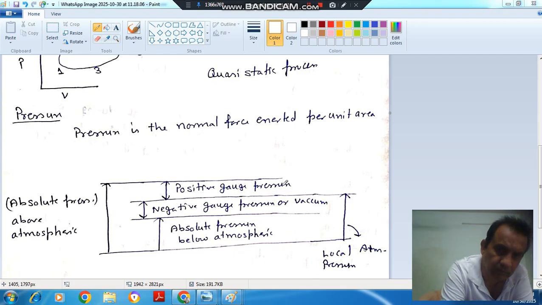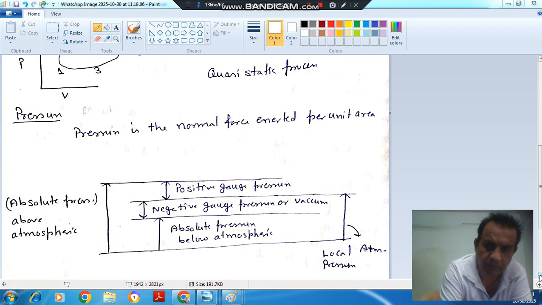The pressure above or below the atmospheric pressure is called gauge pressure. When it is positive, it is positive gauge pressure. When it is negative, it is negative gauge pressure or vacuum pressure. And the total pressure at any place is called absolute pressure, whether it is above the atmospheric pressure or below the atmospheric pressure.